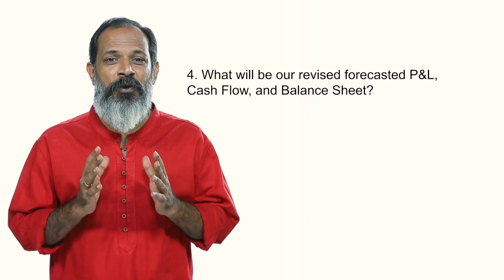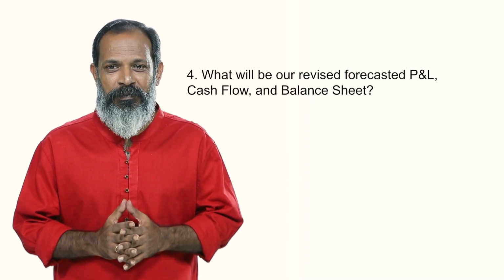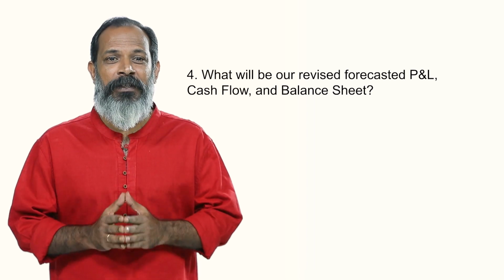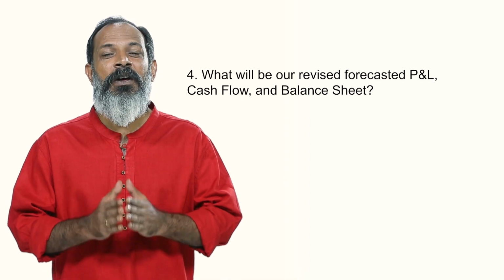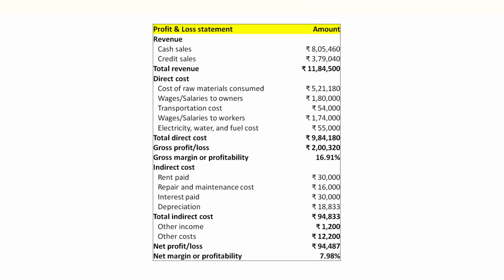An entrepreneur should not just focus on revenues, but also on other aspects of financial health of the business, such as costs, cash flows, profits, profitability, and net worth. Hence, we can see the forecasted P and L, which shows the forecasted revenues, the associated costs, and the net profits along with profitability. After looking at the forecasted P and L, let's look at the forecasted cash flow statement.